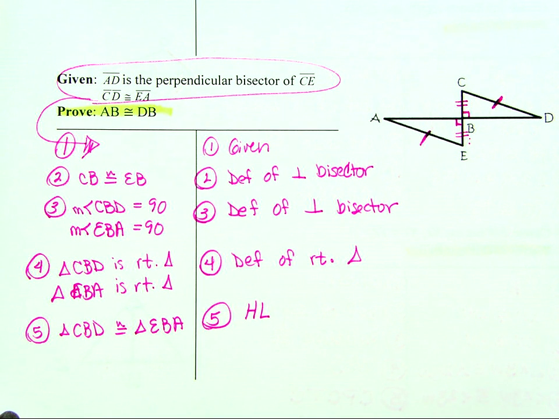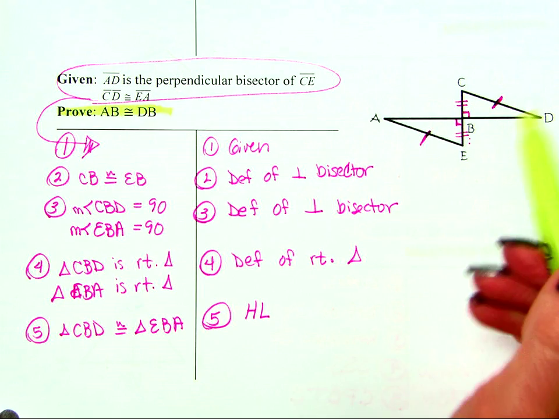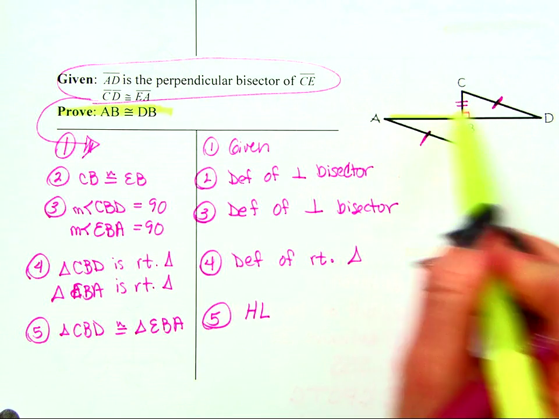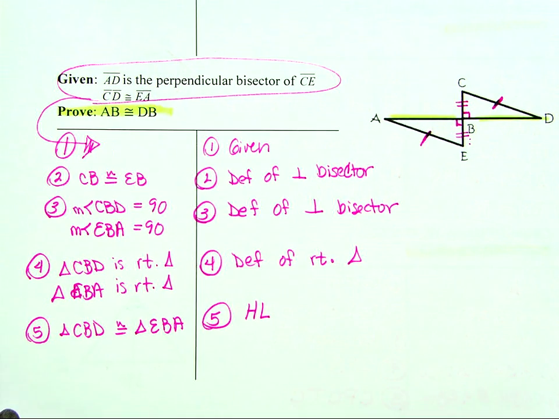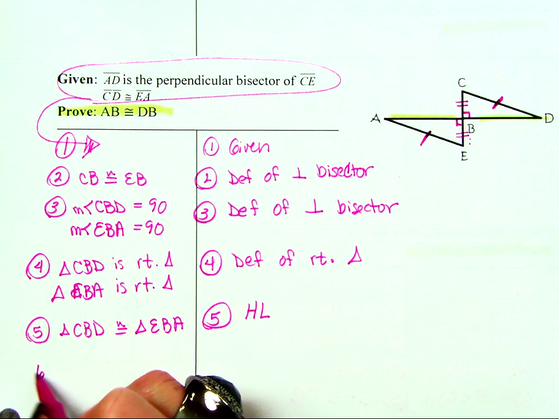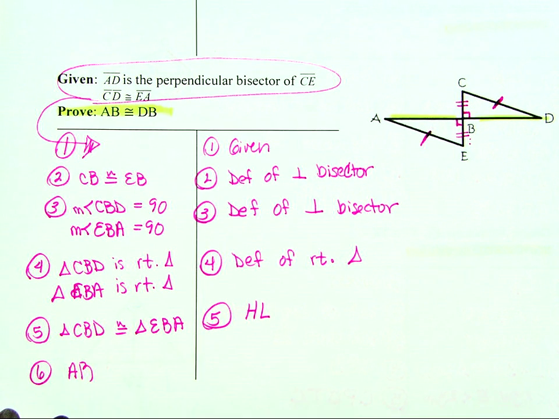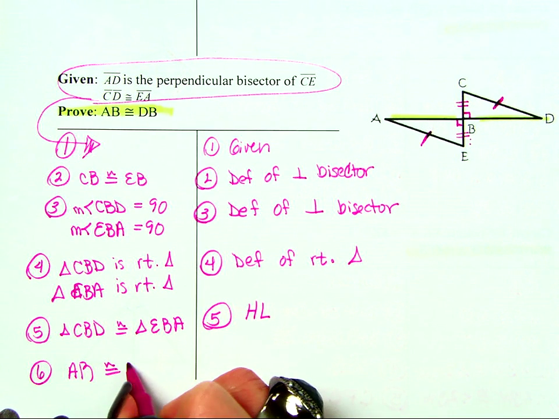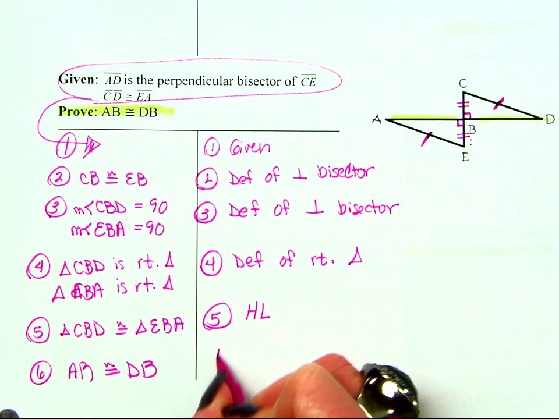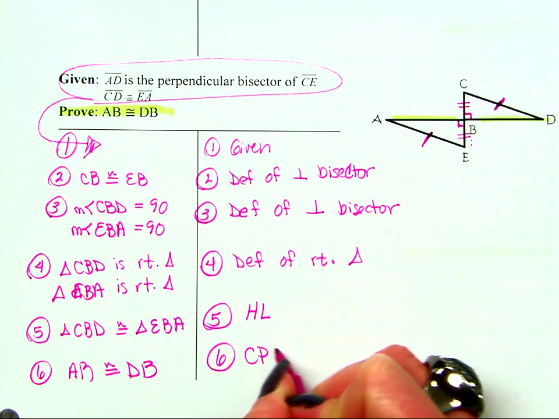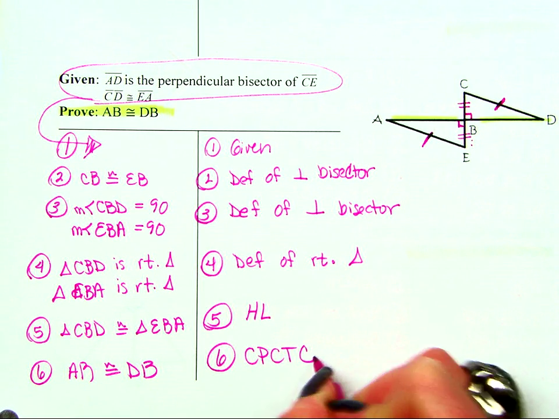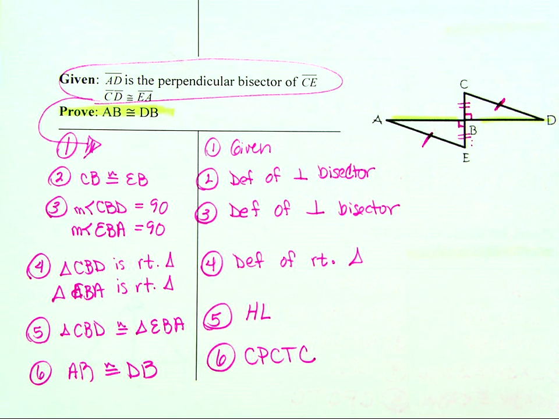If I have congruent triangles, that would then allow me to say that my segment here, AB, must be the same length as my segment DB. AB must be congruent to segment DB by the CPCTC shortcut. Corresponding parts of congruent triangles are congruent.